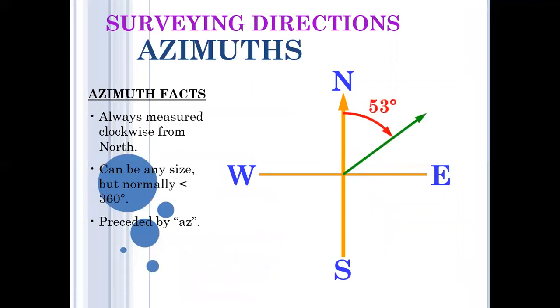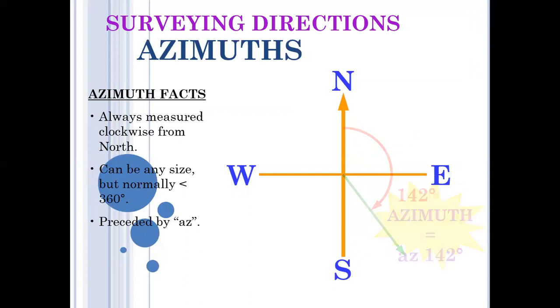So, always measured siya, yung azimuth natin, clockwise from the north. It can be any size, but normally should be less than 360. So, other authors use the notation preceded by AZ to represent that the given value here is actually an azimuth. No? So for this case, this is azimuth 53 degrees.